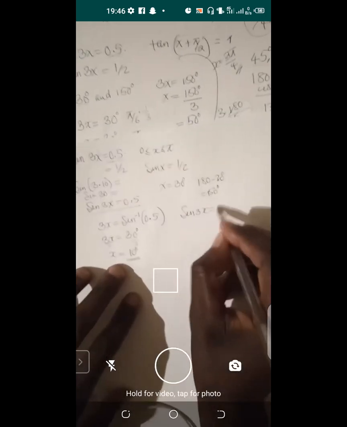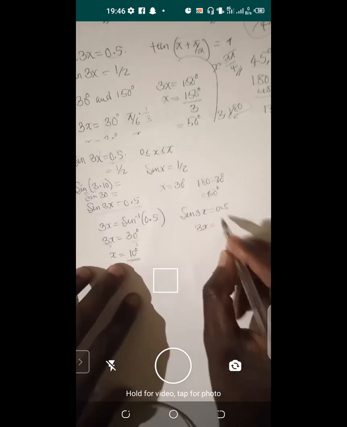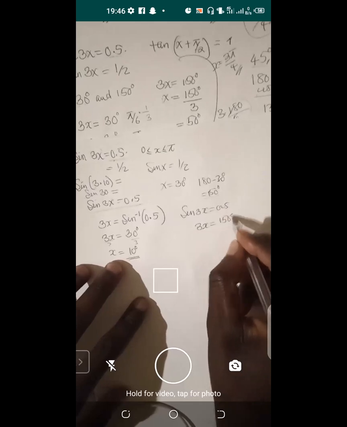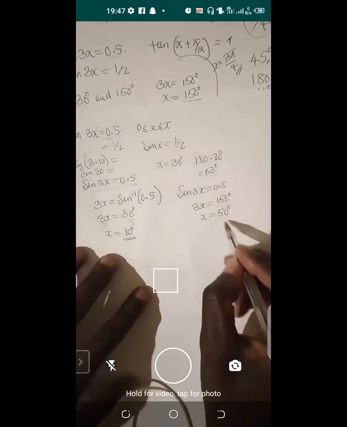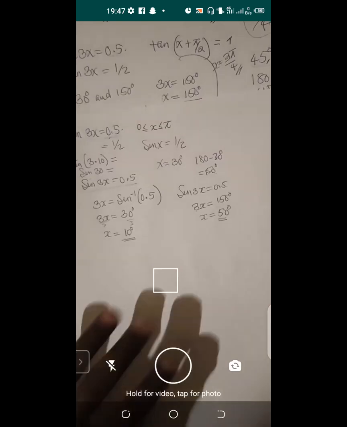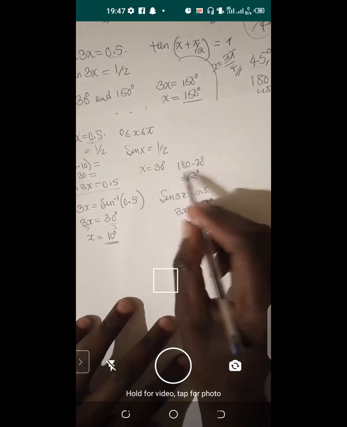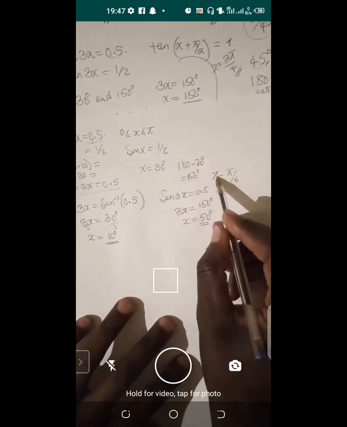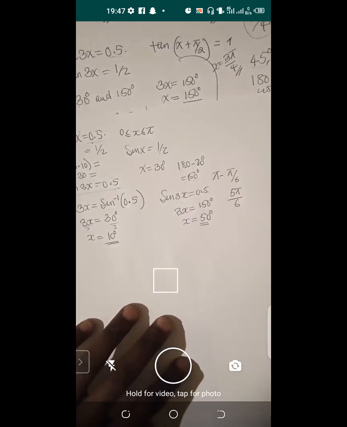So you have sine 3x equal to 0.5, then your 3x in this case is equal to 150 degrees. Then x, you divide both sides by 3 to get 50 degrees. Then you do the same with the other one. In radians, your 180 is pi, so you take pi minus pi by 6, and you get 5 pi by 6. So that's what you have.